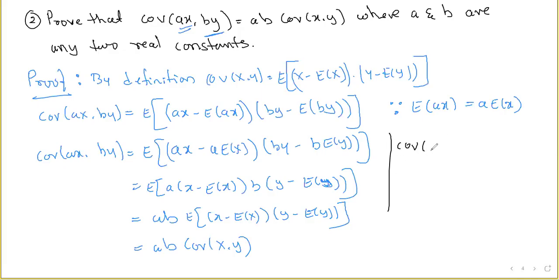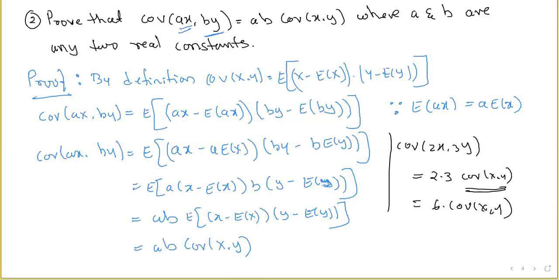So what is the covariance of 2x comma 3y? This is nothing but what? a into b covariance of xy. To find out this, it is sufficient to find out only covariance of xy, then multiplied by 6. This is nothing but 6 into covariance of xy. Why? Because we know by this theorem. So next theorem will be like this.